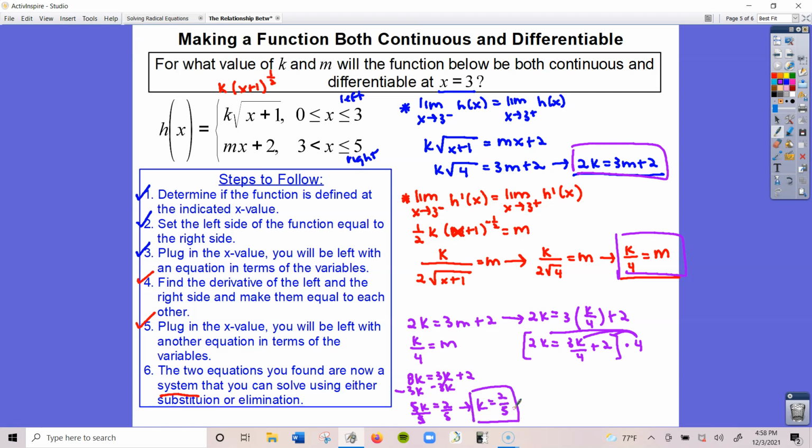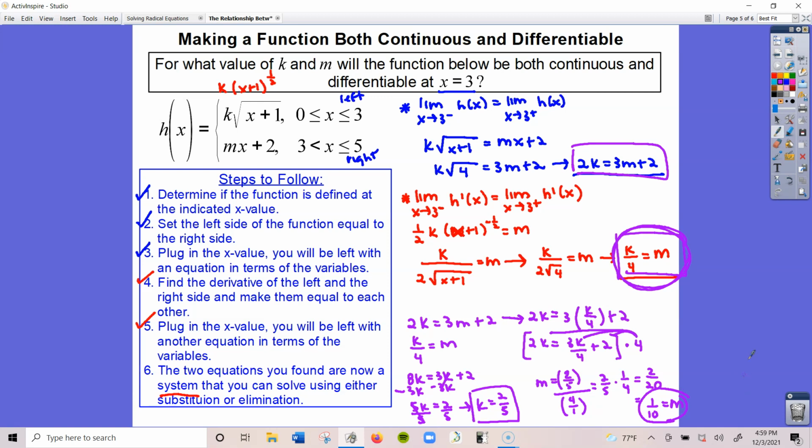So I got k. Now I need m, which this is my equation here for m. So I'm going to plug it in there. m is going to equal 2 over 5 over 4, which this is 4 over 1. So now I can copy, change, and flip since I'm dividing fractions. So 2 over 5 times 1 over 4, and that gives me 2 over 20, which can be simplified to 1 over 10. So this would be my value for m.